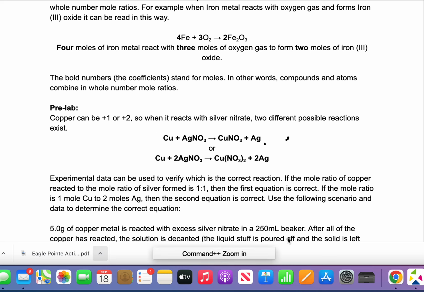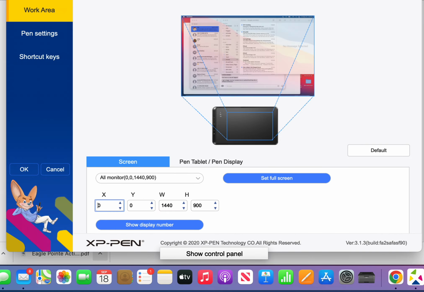For the iron and copper sulfate introductory lab. And so anyway, I don't want that.